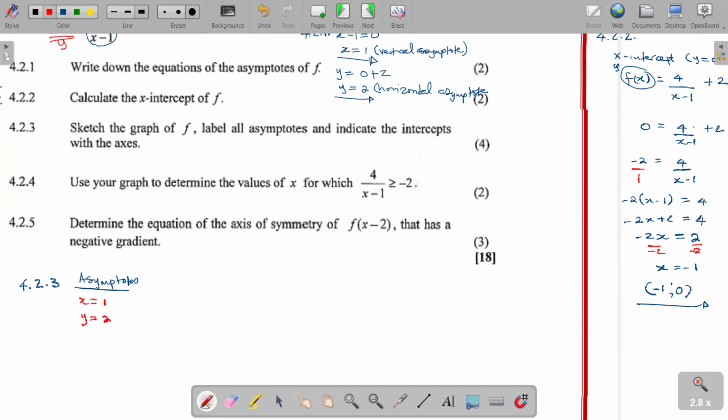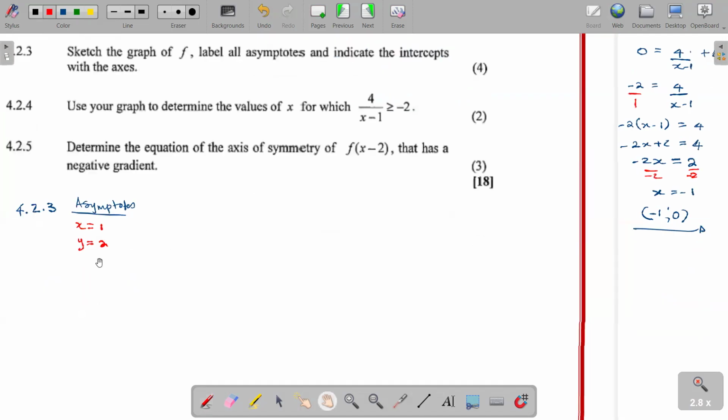Then, what else do we need to sketch the graph? We will need the x-intercept. If we check our x-intercept, the coordinates we found them to be negative 1, 0. Then we also need the y-intercept.